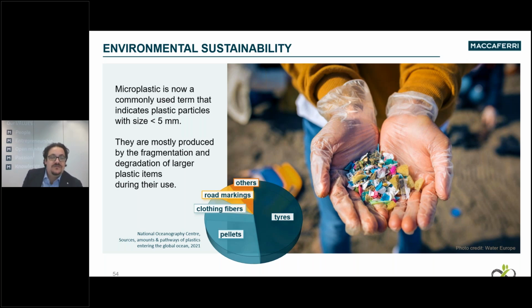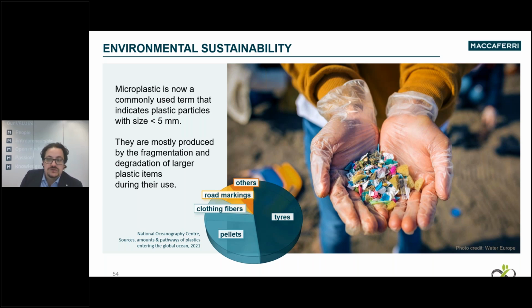First of all, we have to define which are the main sources of microplastic that we have in our world. And according to the National Oceanographic Center, most of that comes from tires. So 38% of the microplastic comes from the use of the tires of cars, trucks, and so on. 28% of that, the second main source, are pellets that you can find in the production of the plastic.